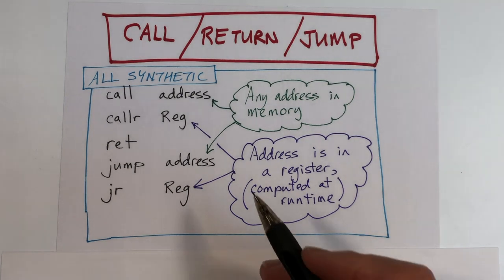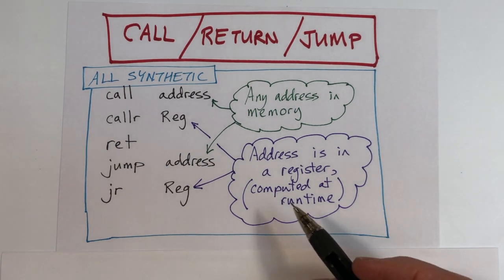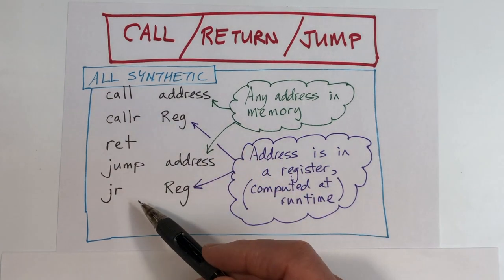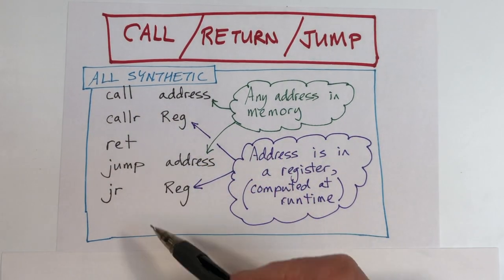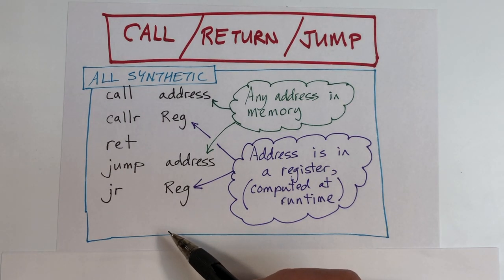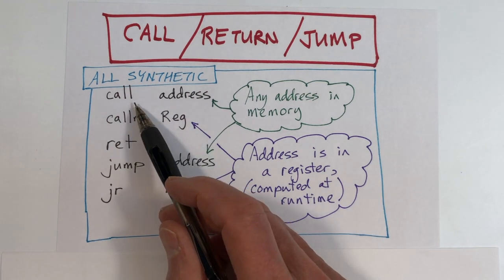Now let's take a look at the call, return, and jump instructions. These are used for calling and returning from functions, and for invoking methods, and for control constructs like while loops and if then else. We have 5 different instructions, and they are all synthetic, and in a second I'll talk about how the assembler will translate these into actual machine code. But first let's just look at each of these.